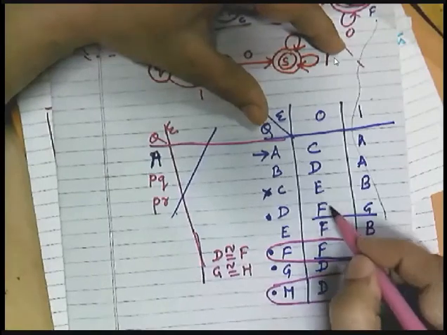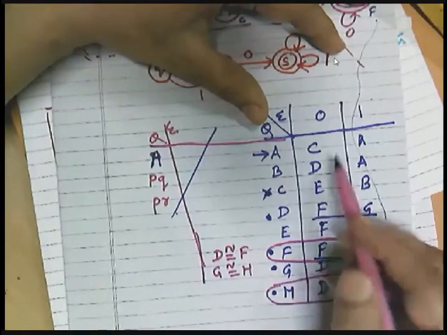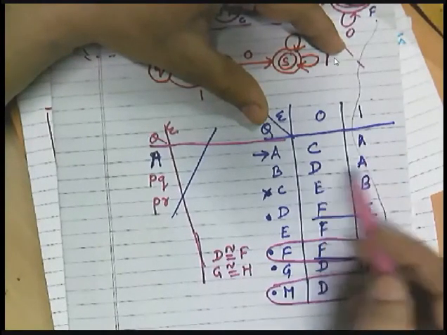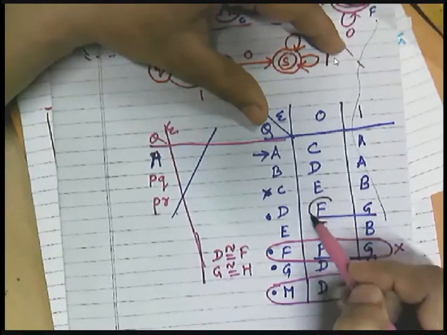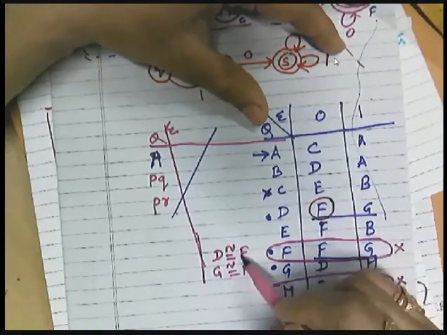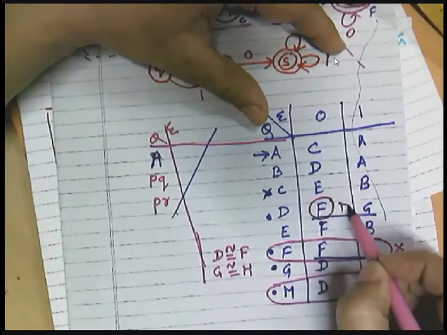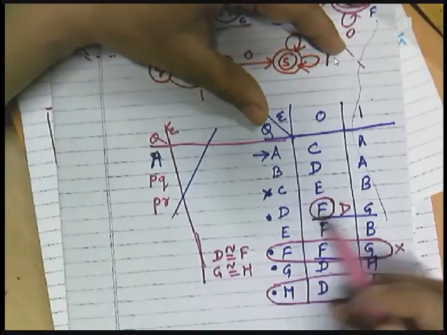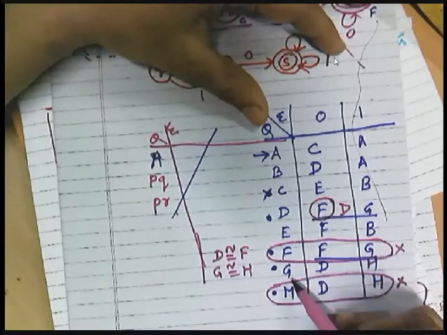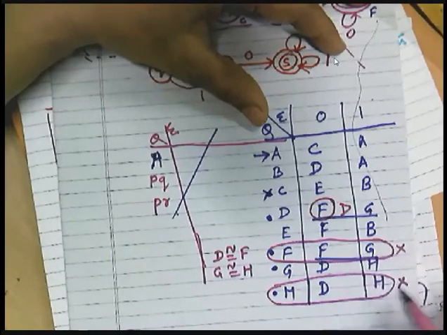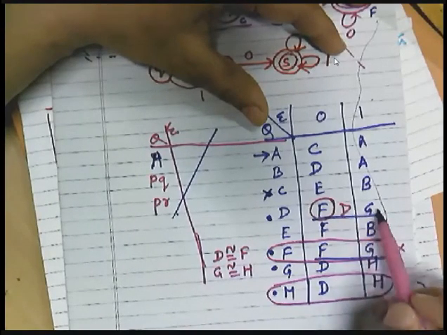So now here F is available, F is available, F is available, here it is available. So this F will be replaced by D, right? Then G is available. G is already there, we cannot replace, we have to replace only discarded states. So it will be DG.